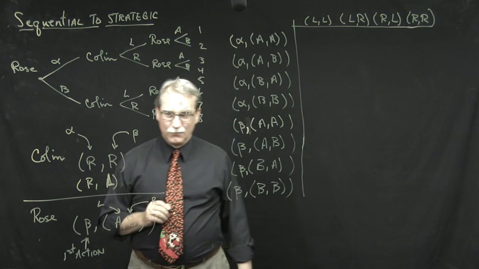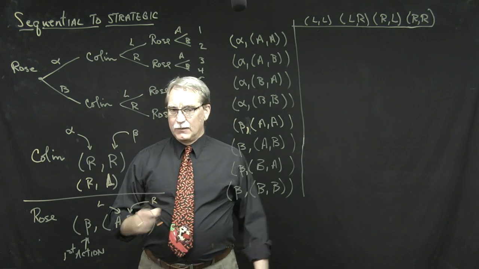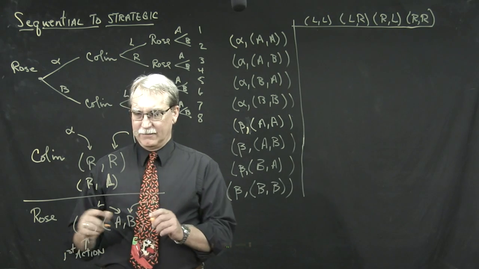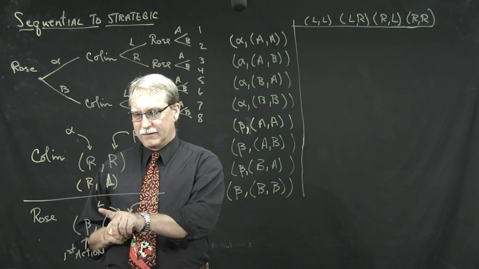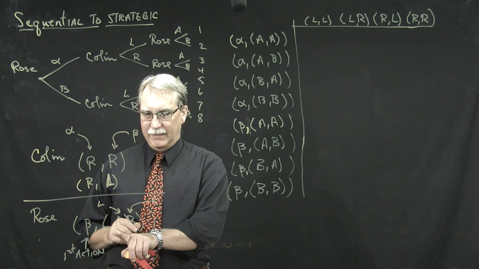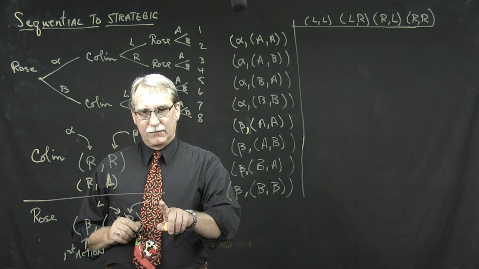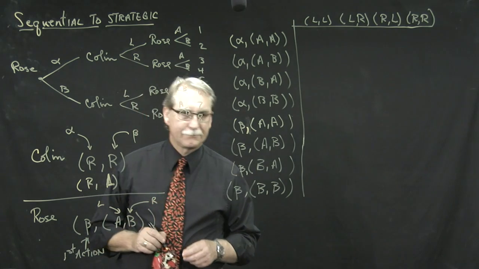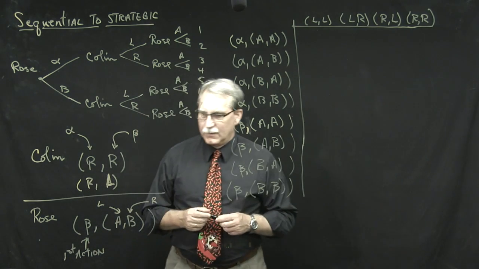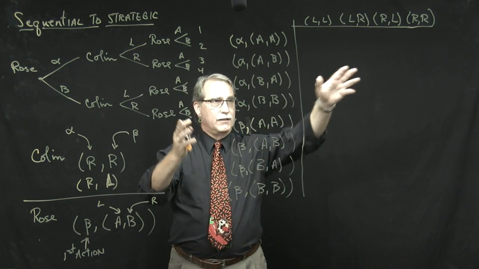Too many letters running around the board. So this entire strategy says, I'm going to choose beta, and if Colin chooses L, then I will choose A, but if Colin chooses R, I will choose B. Okay, that's how we put these strategies together.